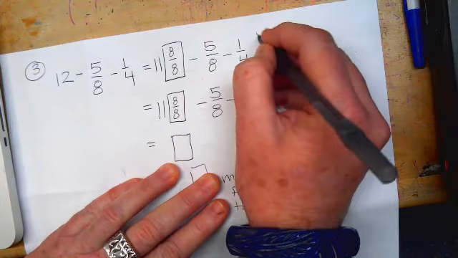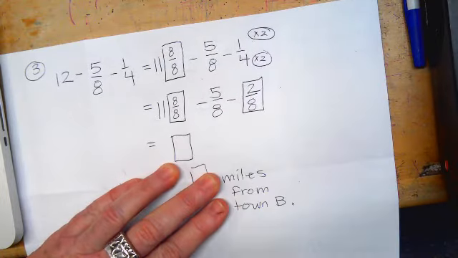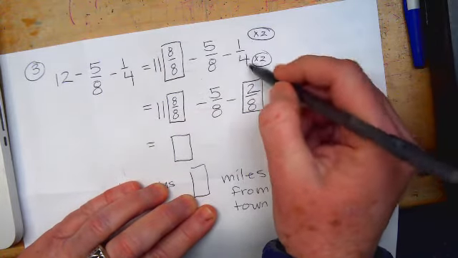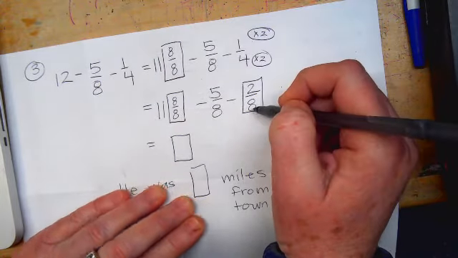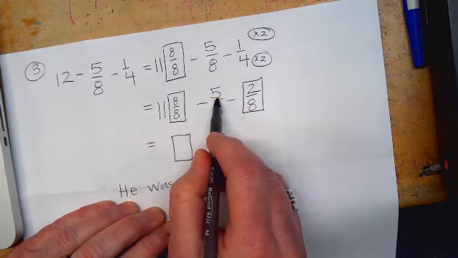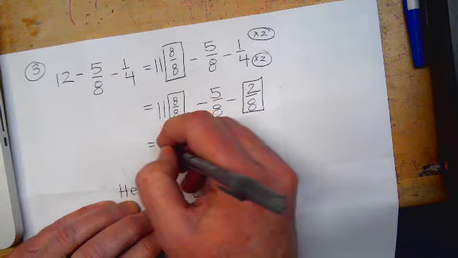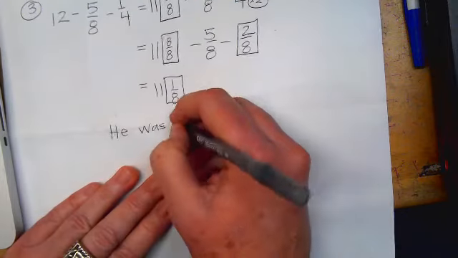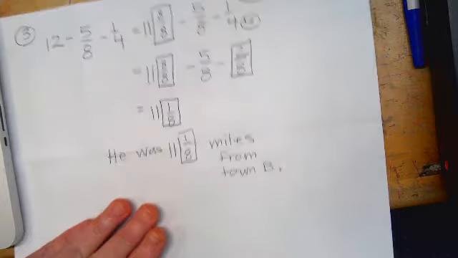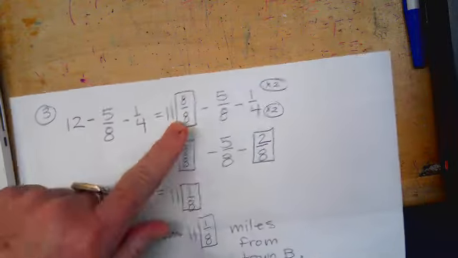So we can subtract. So we're going to multiply the top and the bottom by 2. And that's going to be 2/8. Makes an equivalent fraction. 1/4 times 2 on the top and bottom is 2/8. Then we're going to say, 8/8 minus 5/8 is 3/8. Minus 2/8 is 1/8. So our answer is 11 1/8 miles from town B.